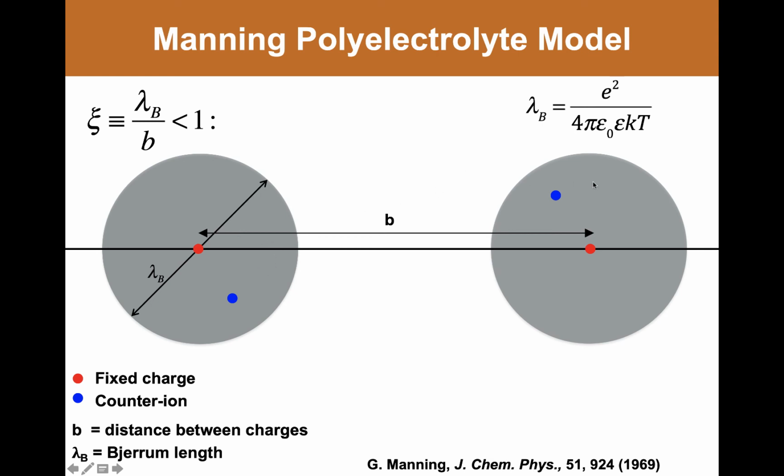Bjerrum length, it turns out, can be written in terms of a number of fundamental constants: electric charge, dielectric permittivity in a vacuum. K is Boltzmann's constant, T is temperature, and epsilon here is the dielectric constant of the medium surrounding this fixed charge. We'll see how to calculate that here in a moment.